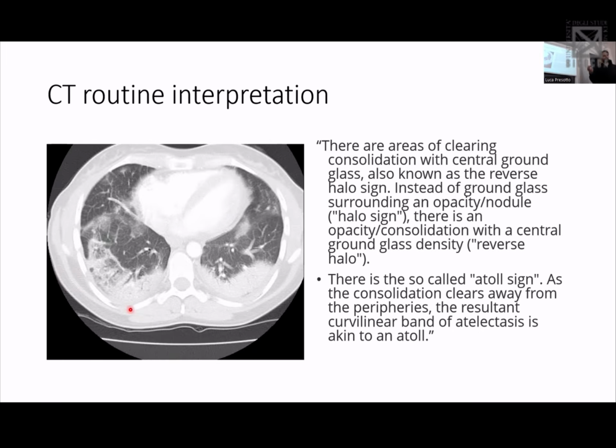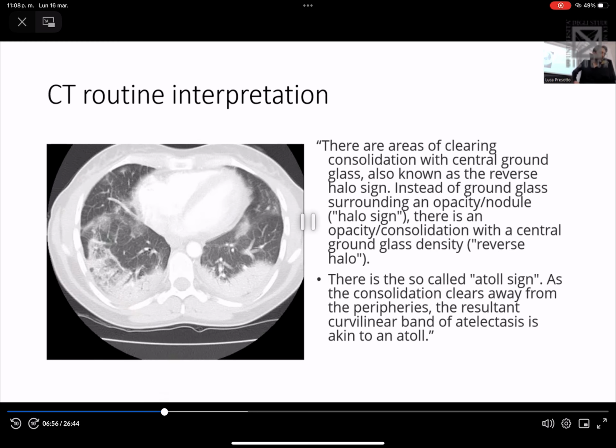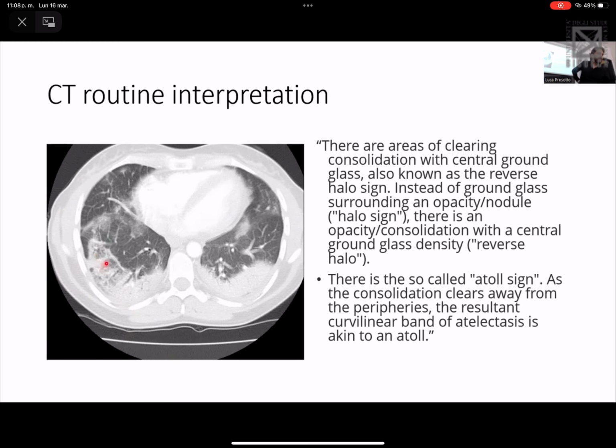So, okay, that's maybe a bit of a complex case about the report, but this is what a radiologist will say as clinically relevant information from this case. The report for this case was there are areas of clearing consolidation with central ground glass. So what this person meant is that there is consolidation here, the lung is full of something, and in the middle of it there is some ground glass, which is known as a reverse halo sign. They like to invent lots of categories and signs, so-called signs.